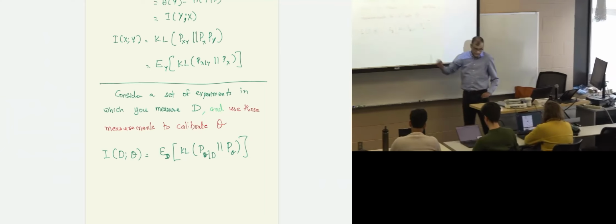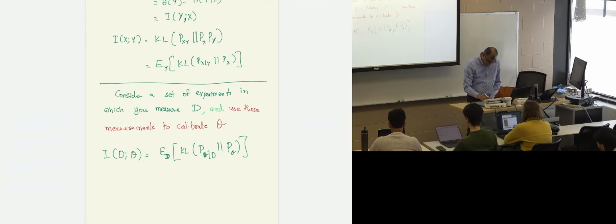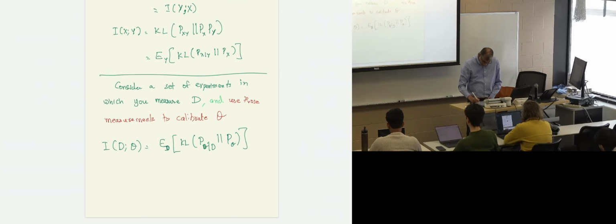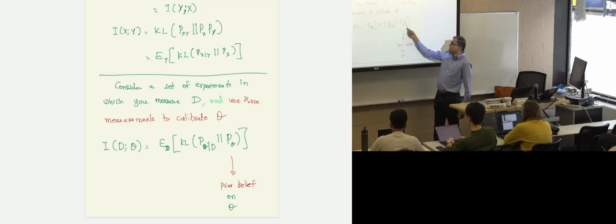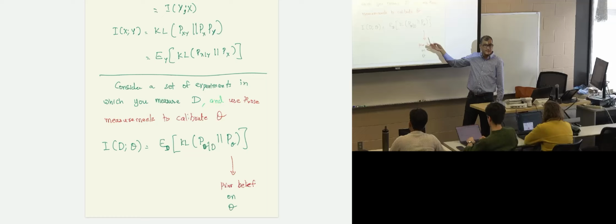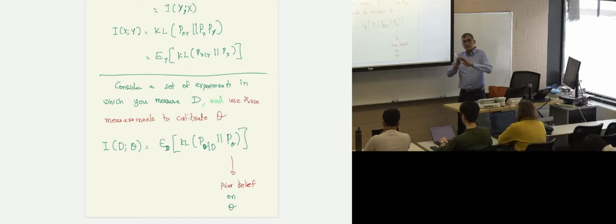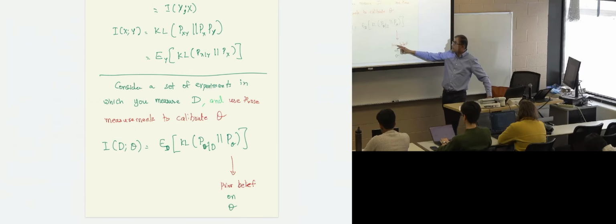So P of theta is your prior belief on theta. So this is before you ran the experiment. This is your understanding of theta, right? You don't know what theta is, but maybe you can guess what it is. So it's the prior belief.